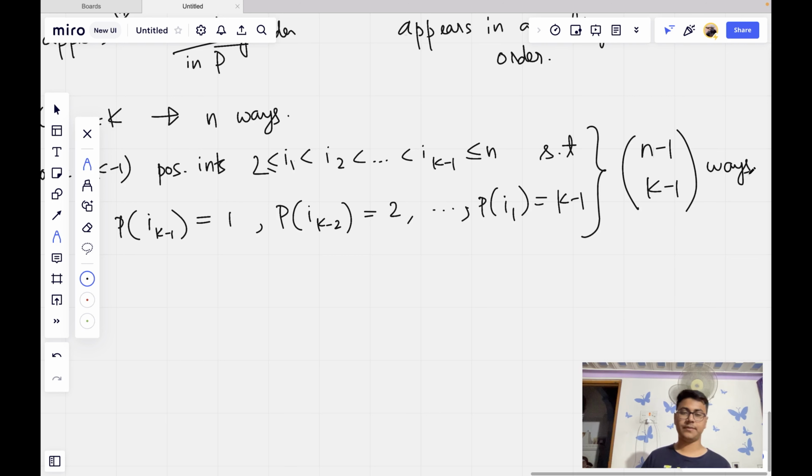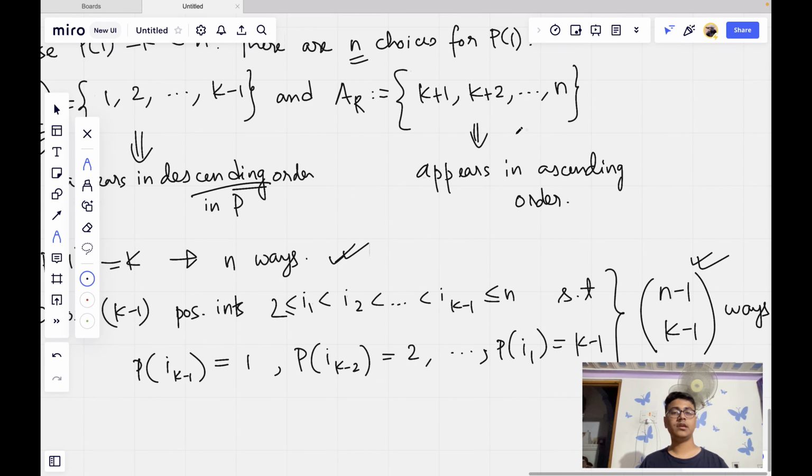N minus 1 choose k minus 1 ways. Now, once both of these tasks are done, how many positions are we left with? We are still left with n minus k positions in P that are unassigned. How do we assign them? There is only one way. We have n minus k P of i's and n minus k elements in A sub R. They all appear in the natural ascending order, so that can be done in only one way.